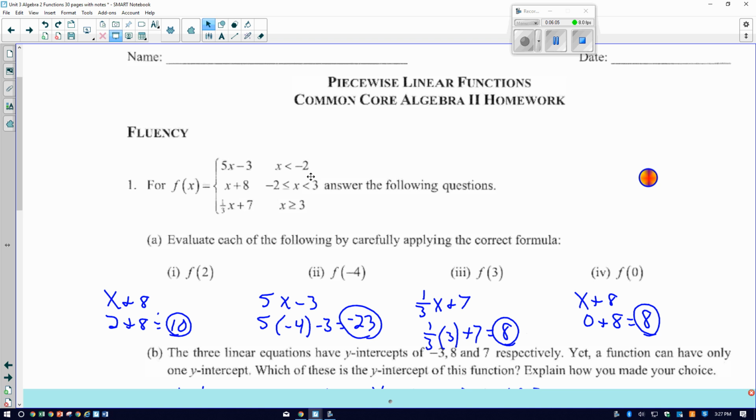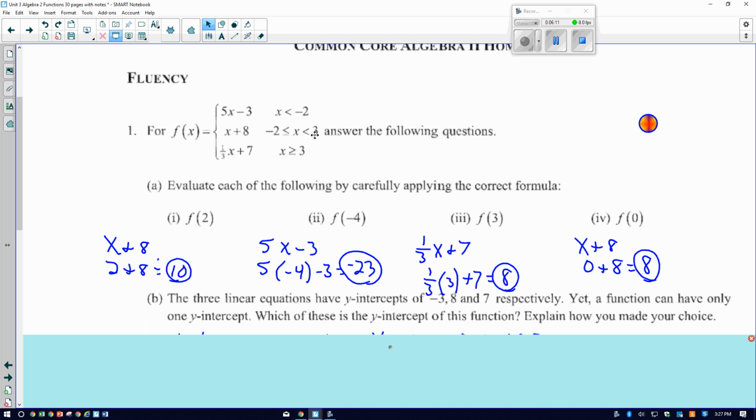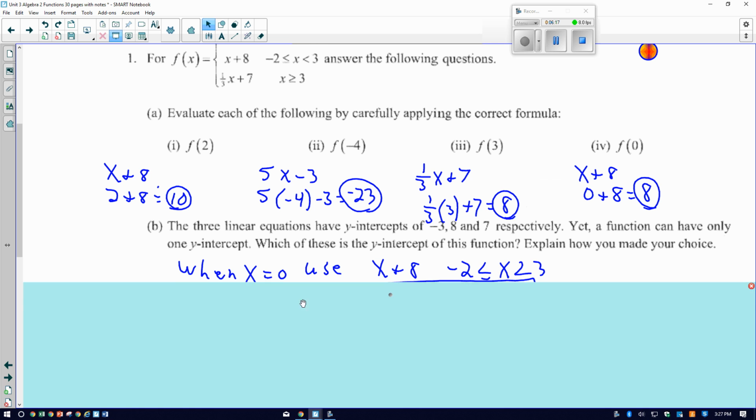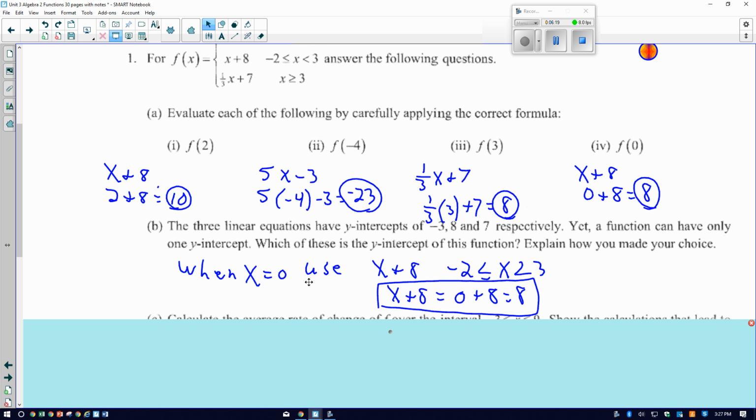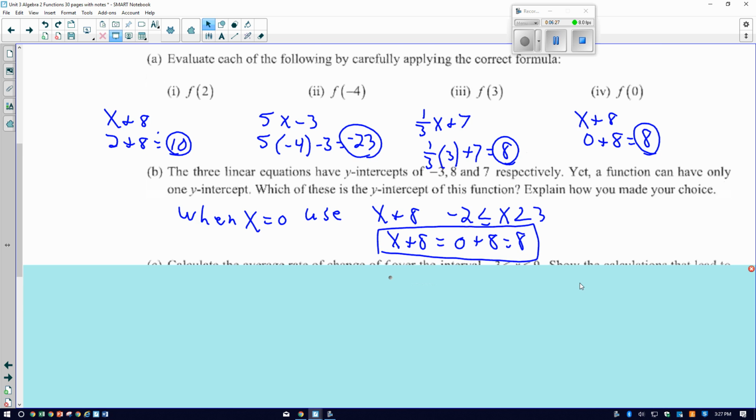Let me see. Is 0 less than -2? No. Is -2 less than or equal to 0? Yes. And is 0 less than 3? Yes. We use the second one, x plus 8. So the y-intercept must be 8. Let's see what Mr. Bryce said in his work. When x equals 0, use that one. Yep. Sorry, my handwriting is extremely messy there.